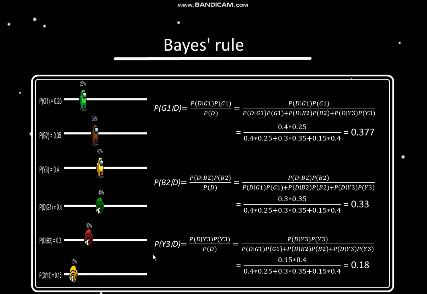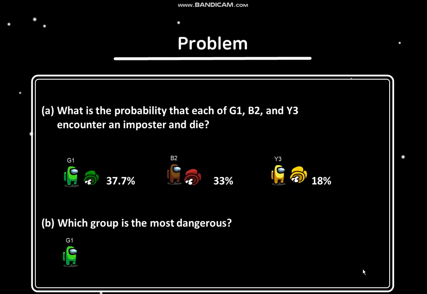The probability of Y3 given D is found using Bayes' rule: probability of D given Y3 multiplied by probability of Y3, over probability of D. We can use the same equation as before, and we know all the probability values from the left graph. If we substitute all the values, the result is 0.18. Wow.